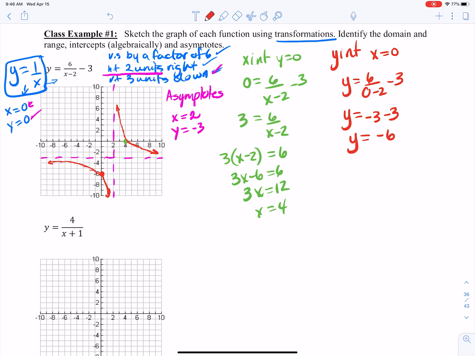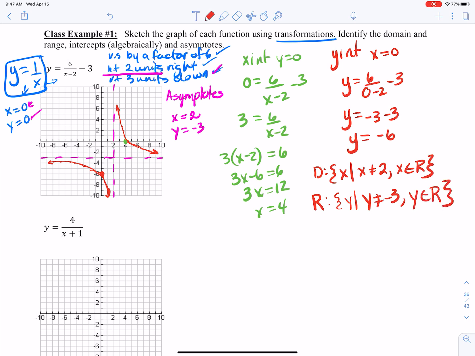All right, so we need to determine the domain. And we're going to look at the asymptote as being the value that we can't have. So we know that x cannot equal 2, but other than that, it's an element of all real numbers. And for the range, we know that y cannot equal -3. And other than that, it's an element of all real numbers.